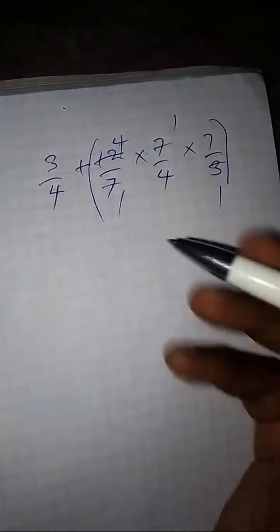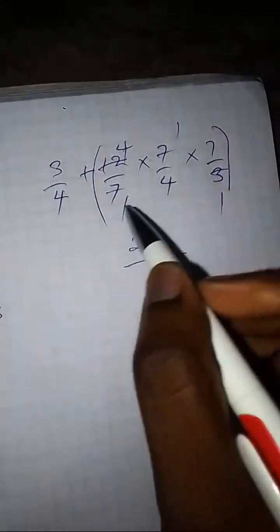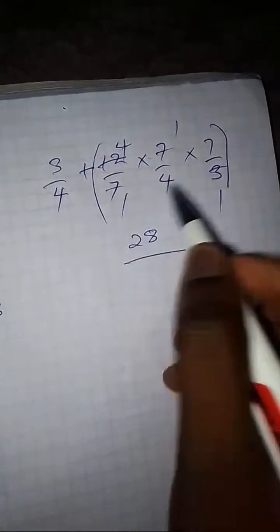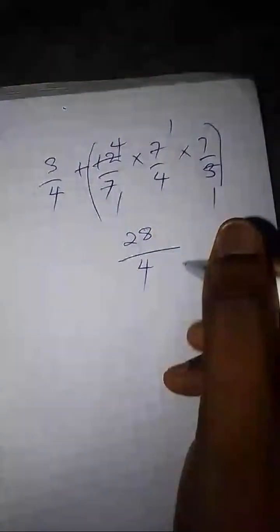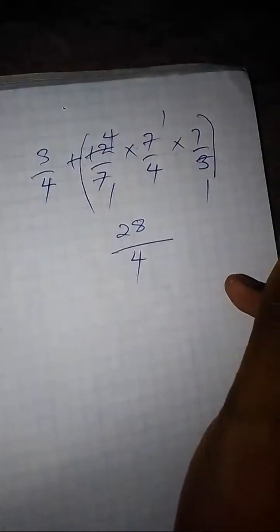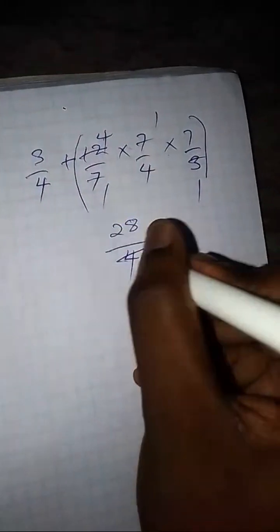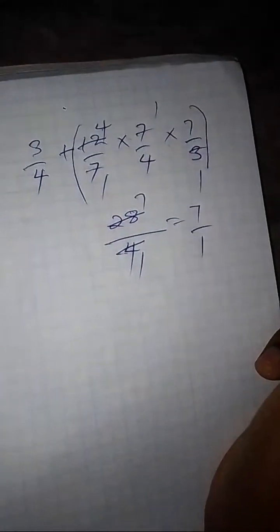So here we have 4 multiplied by 1 times 7, that is 28, all over 1 multiplied by 4, that is 28 over 4. This one can still simplify further by 4 here once, 4 into 28, 7 times. So the answer becomes 7 over 1, the one inside the bracket.